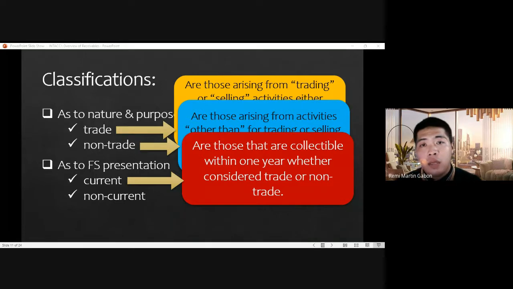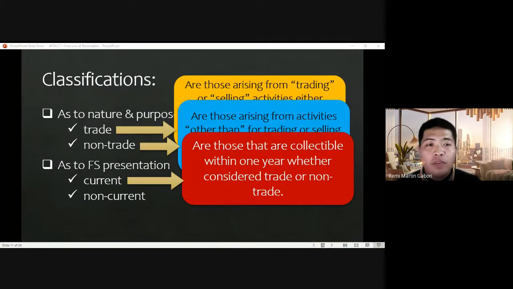If you can still recall the concept under your past one, assets are considered current if they are collectible or realizable within 1 year or within the operating cycle, whichever is what? Longer or shorter? Okay, that's correct. Longer.